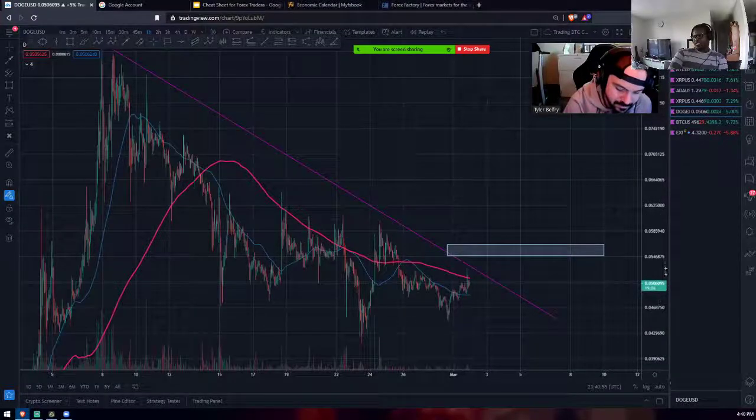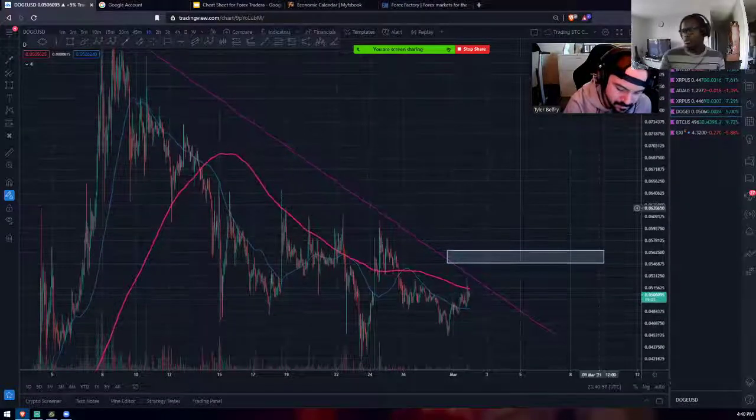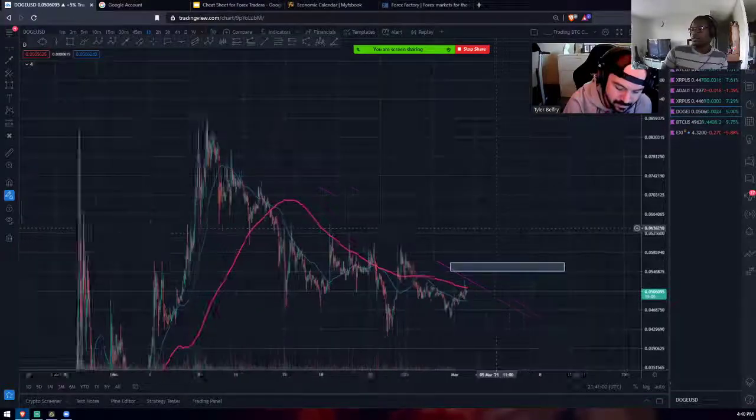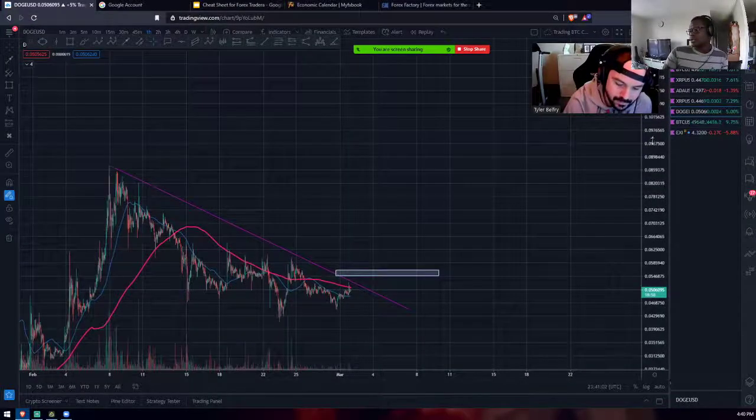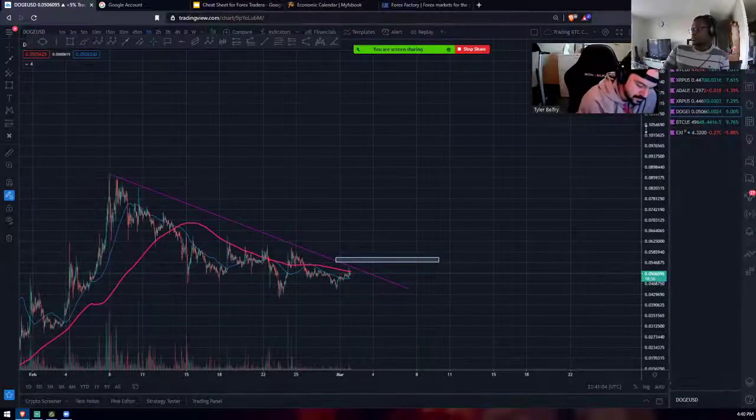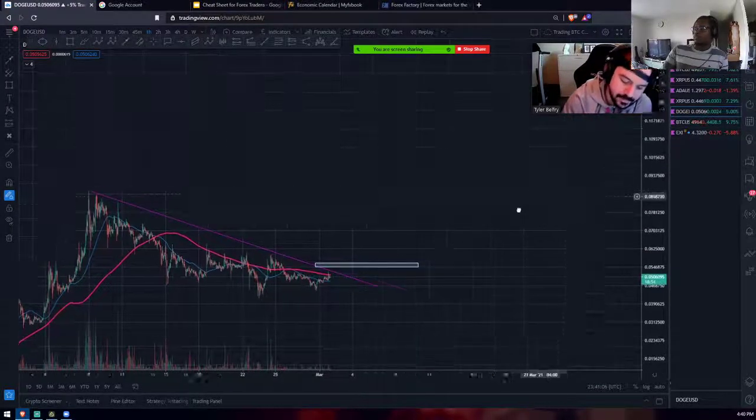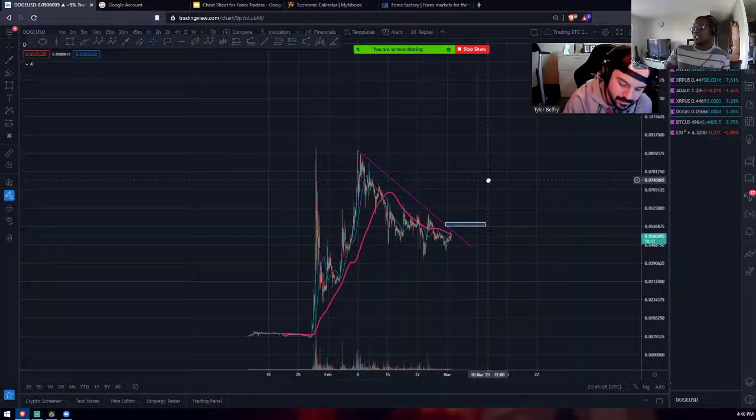Because even if it hits 10 cents, you're literally doubling your money. Your $100 now is like $200. And it has potential to do that.